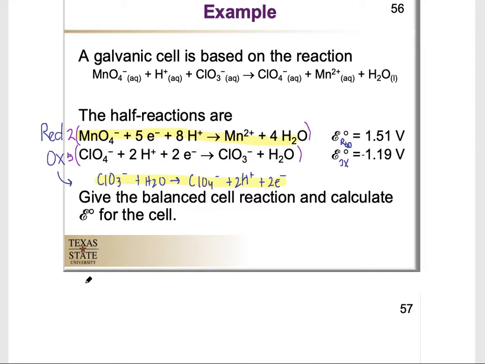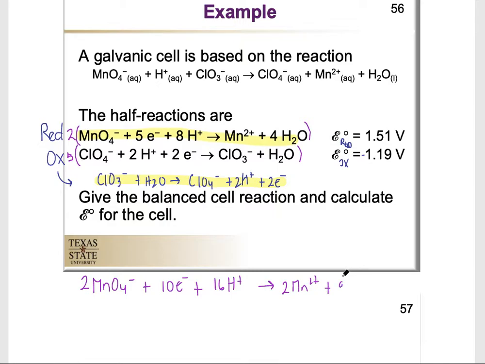So I'm going to write this here at the bottom. I'm going to have 2 MnO4 minus plus 10 electrons plus 2 times 8 is 16 H pluses goes to 2 Mn2 plus 8 waters.